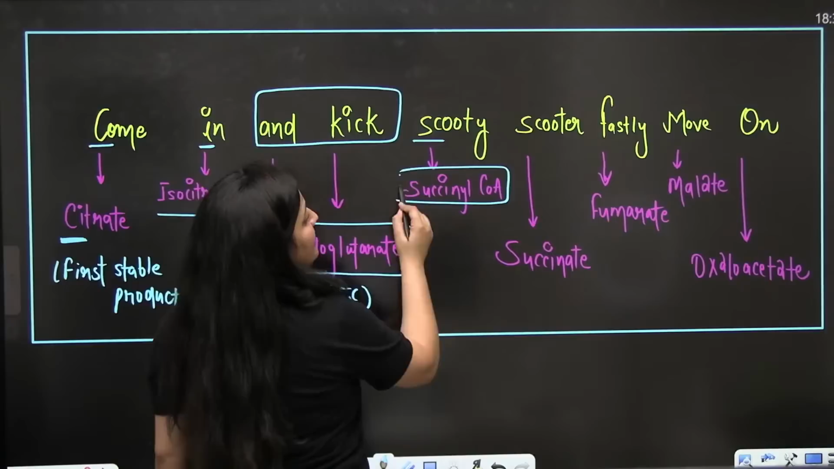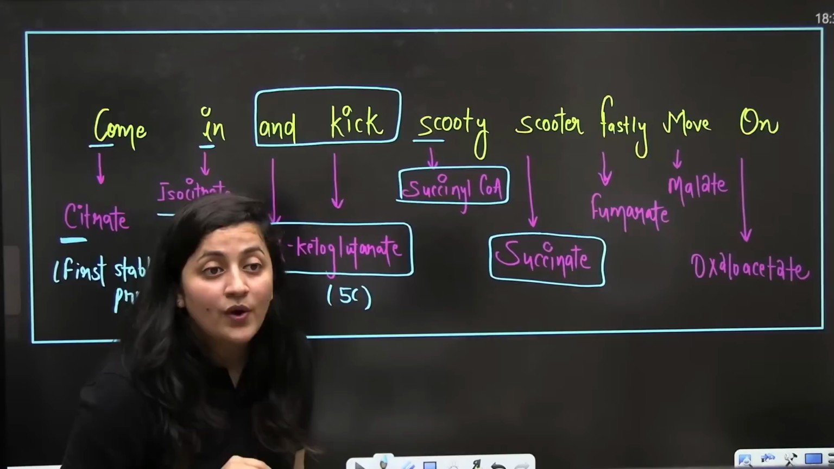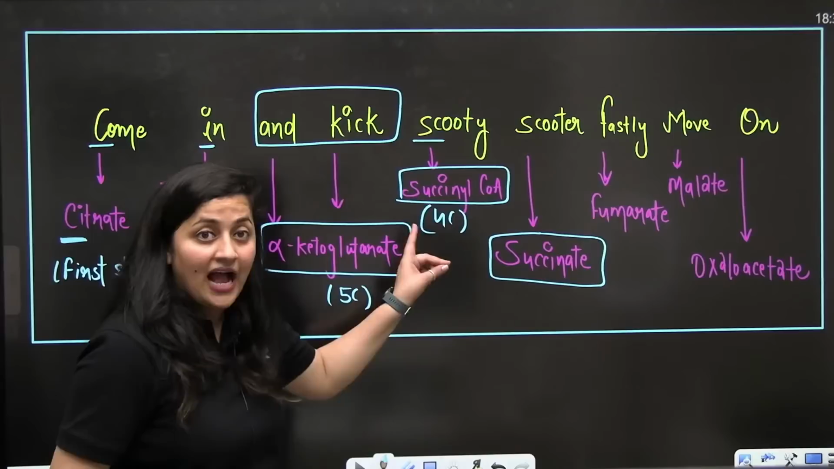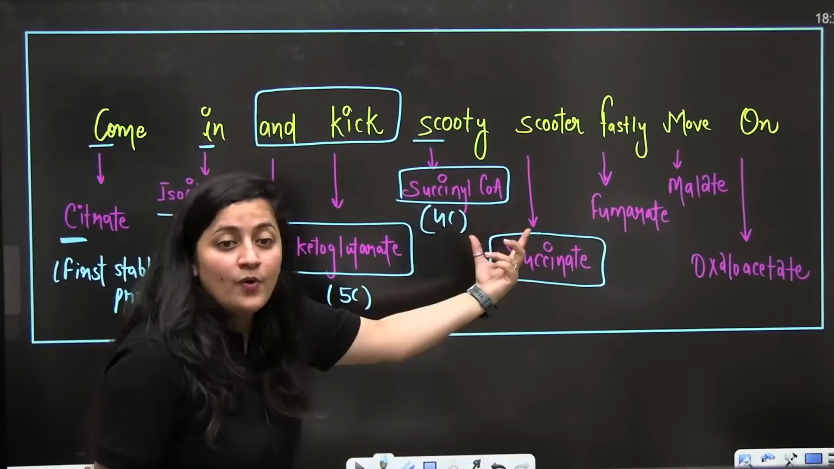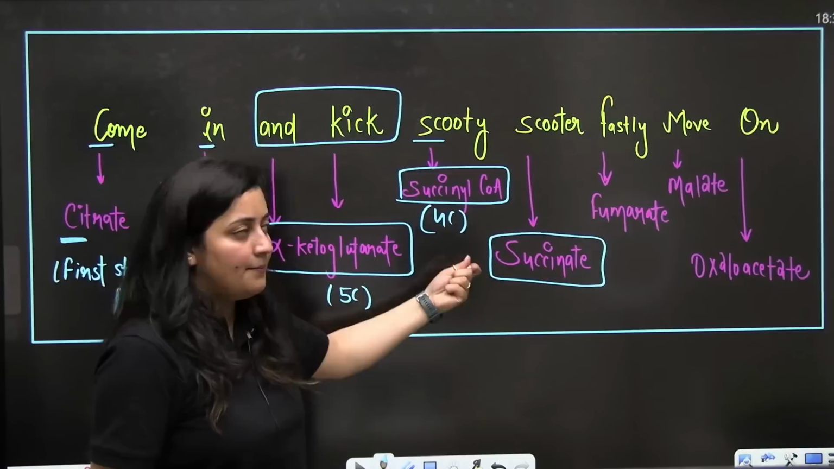Then comes the scooty scooter: succinyl coenzyme A, and then comes succinate. Succinyl coenzyme A, 4 carbon containing compound. I'm teaching you the decarboxylation steps as well, right? So succinyl coenzyme A to succinate. Again, 4 carbon containing compound, right? Fastly move on.